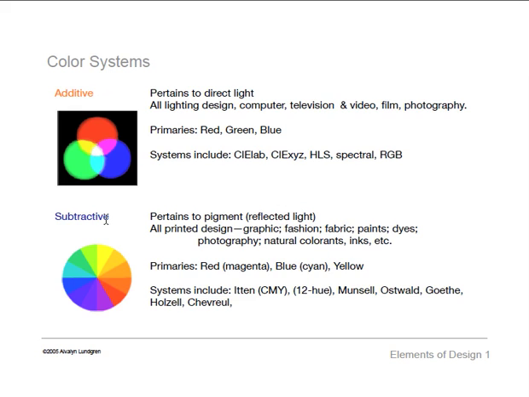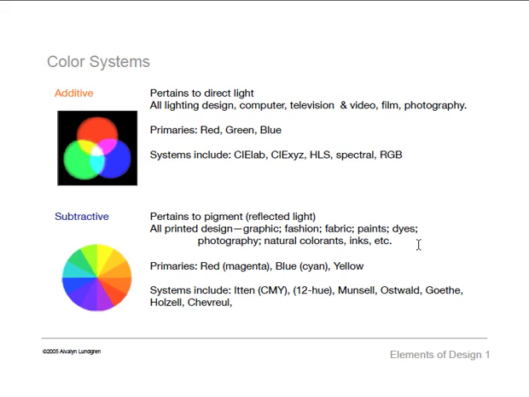Subtractive, that system pertains to anything containing pigment, so it's reflected light. And anything that deals with printing, graphics, fashion, interior design in terms of fabrics and paints, natural colorants, inks, silk screening, anything like that is printed. Its primaries are the traditional red, blue, and yellow, or the scientific understanding is magenta, cyan, and yellow.